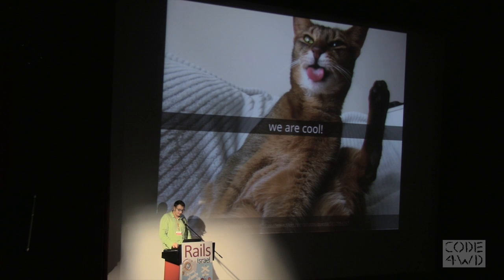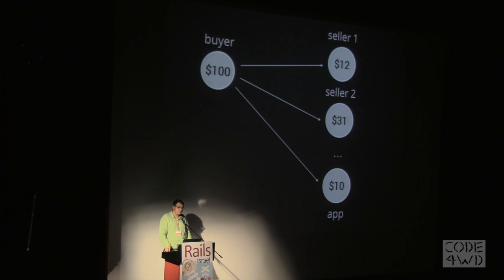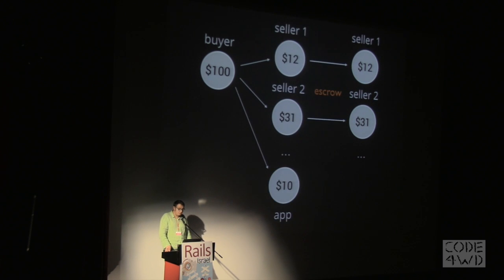But in real life, the situation is a little bit different. Sometimes in a single order, we have more than one seller. So this nice model won't just work. Even more, we can sometimes escrow money on our accounts.